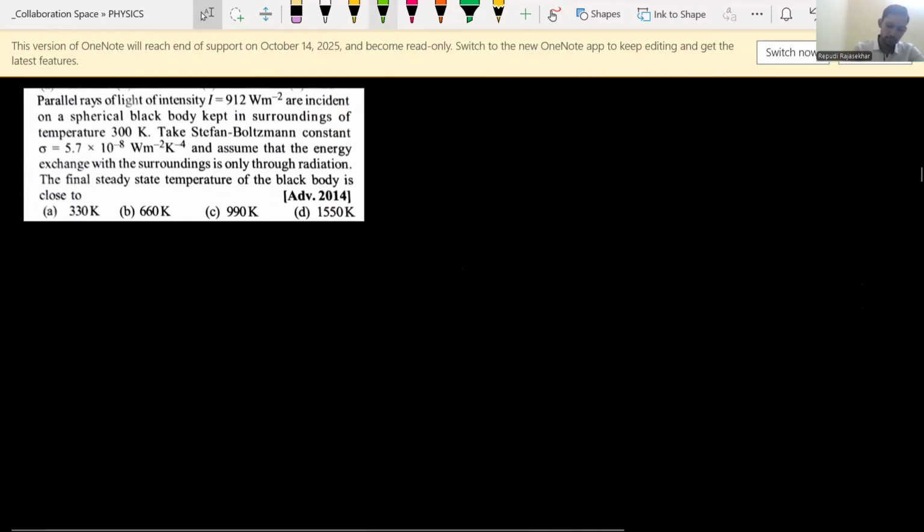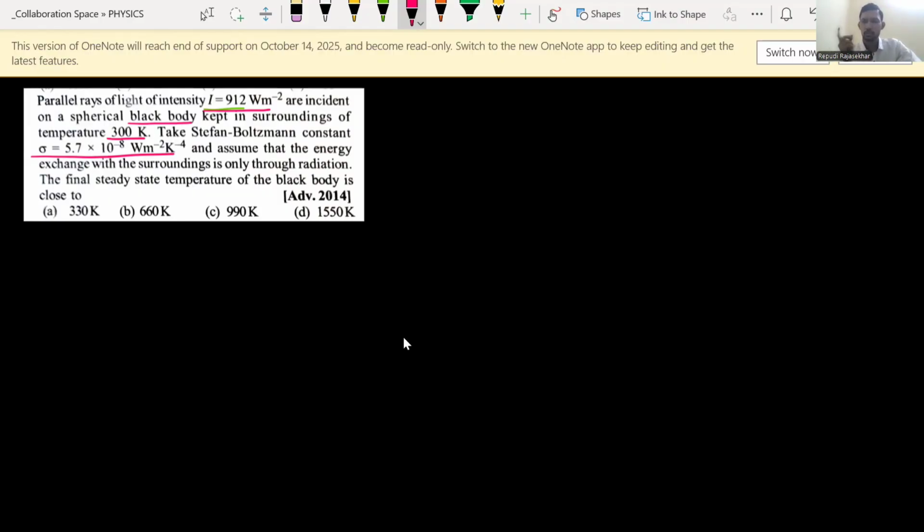This is from JEE Advanced 2014. Parallel rays of light of intensity I equals 912 watt per square meter are incident on a spherical black body. Intensity is given here, and it is a black body kept in surroundings of a given temperature. Take Stefan-Boltzmann constant sigma, whose value is given here, and assume that energy exchange with the surroundings is only through radiation.